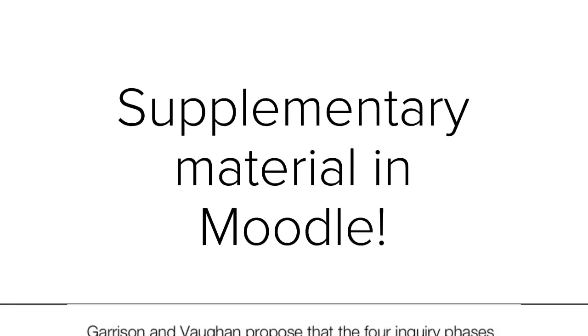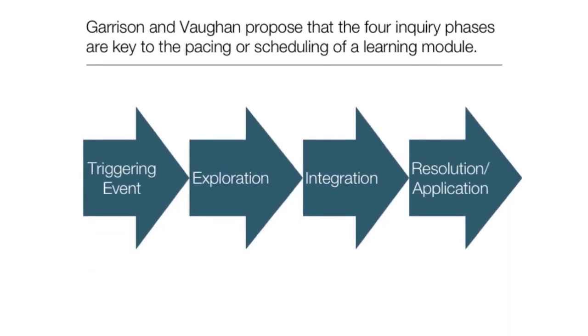Before I go any further with this talk, I do want to mention that there are some supplementary materials that I've posted just underneath this video that will provide some examples and further information about what I'm talking about. So you can either look at that as I'm going through this or take a look at it after you've finished watching this video. Garrison and Vaughan identify four phases in the inquiry process.